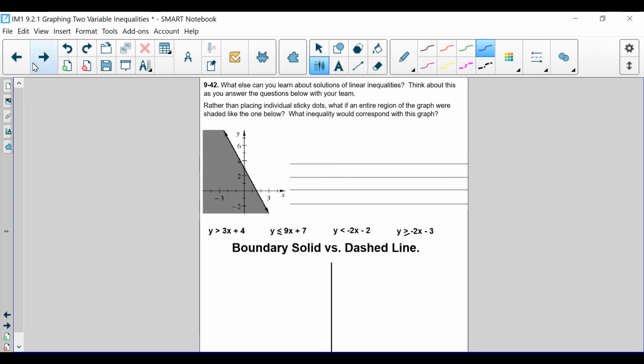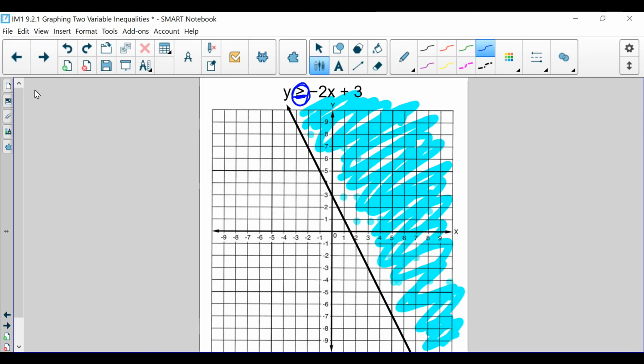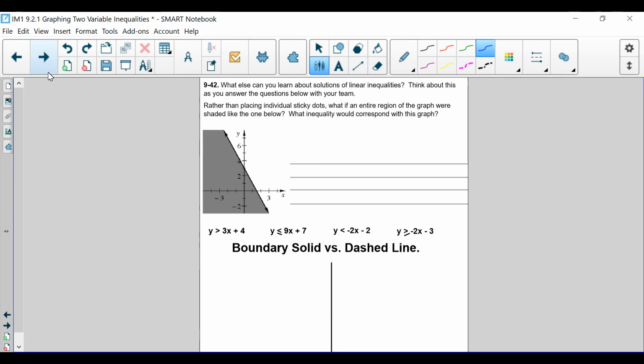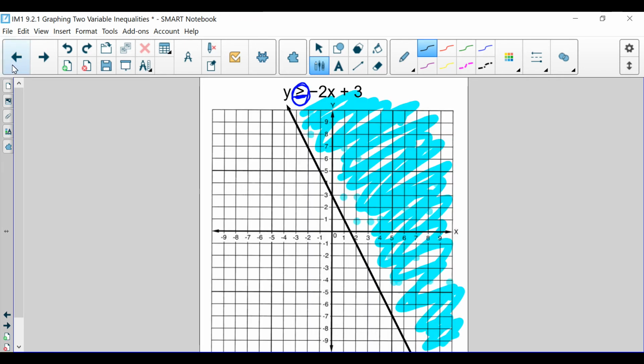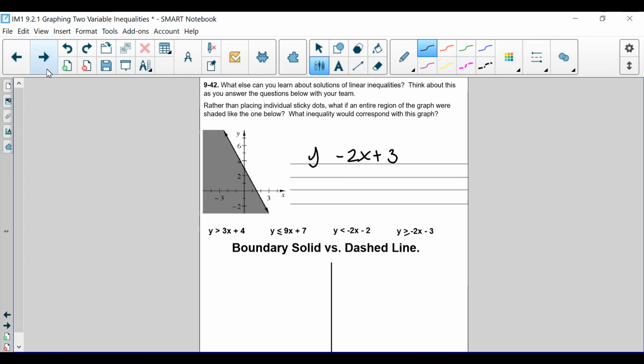This is the same graph, but it's not above the line, it's below the line. So we have the inequality y, -2x plus 3. It's the same one here, but instead of being greater than, the inequality is going to be less than or equal to. Why is that? Because the solutions are below the line.